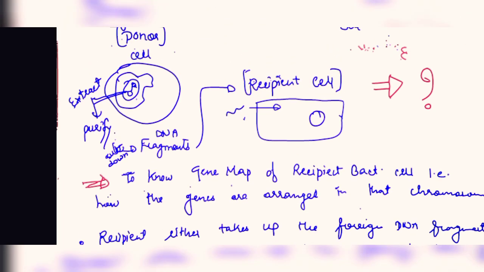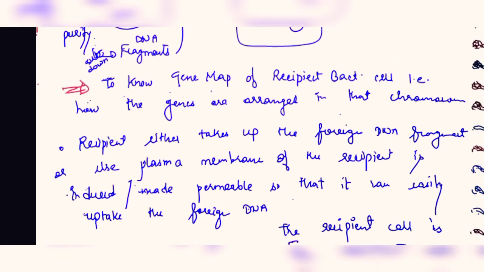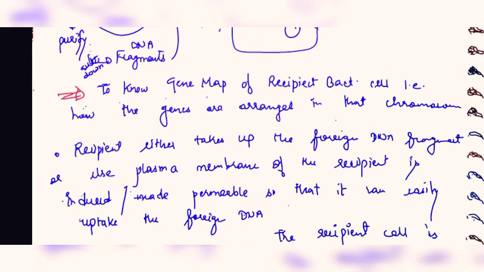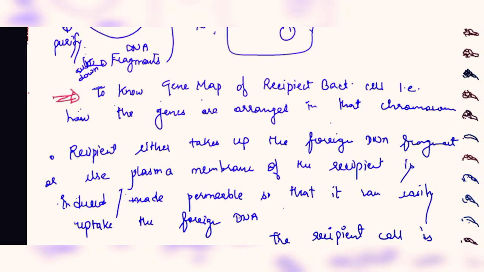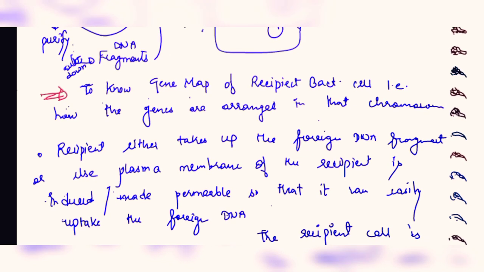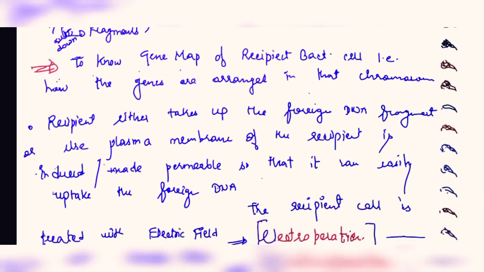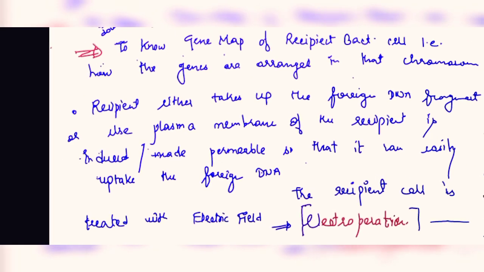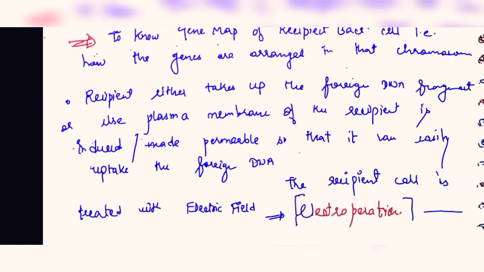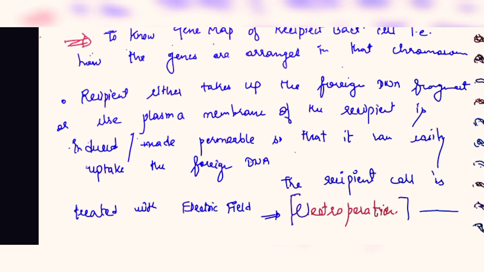This is the recipient cell and this is the donor cell. Why do we do this? Obviously, to know the gene map of the recipient bacterial cell, that is, how the genes are arranged in its chromosome. The plasma membrane of the recipient is induced or made permeable so that it can easily take up the foreign DNA.